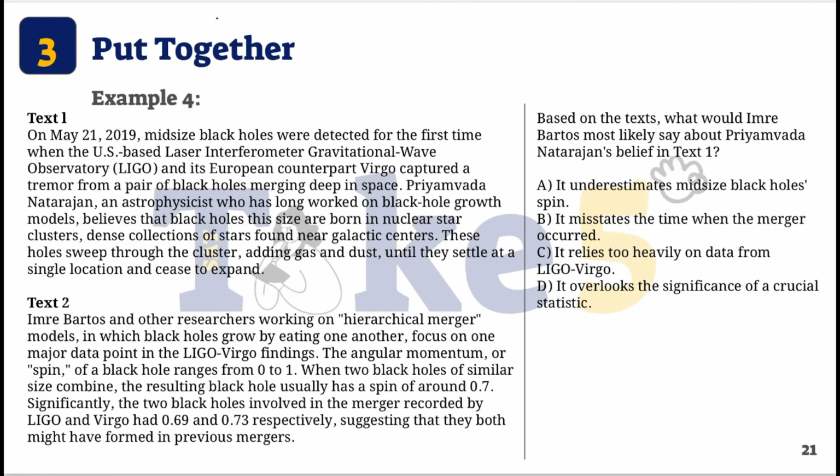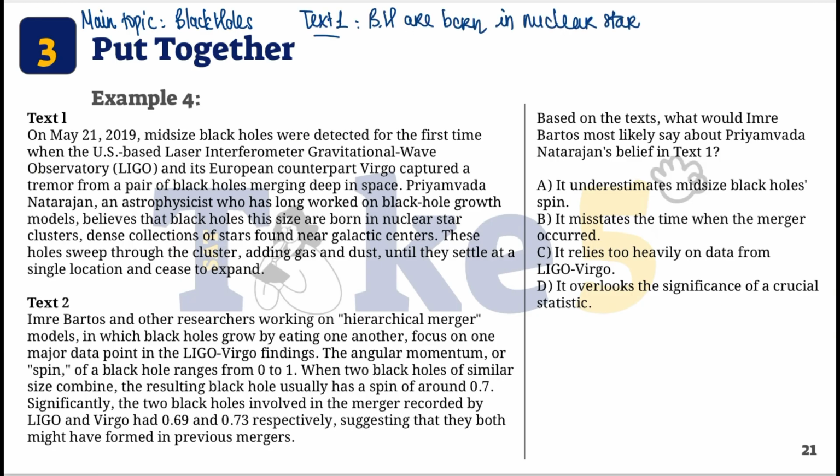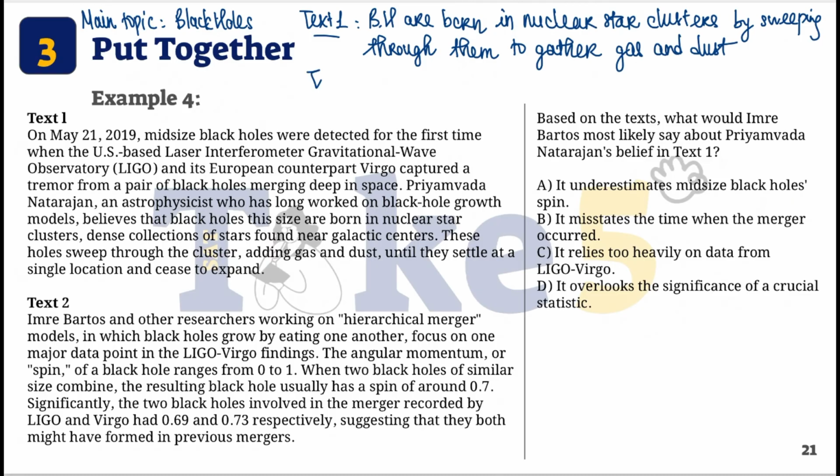This last example is a bit more advanced, only because it might take some time to capture the main argument of both texts, and hence the relationship between two texts might not be as clear. It's not hard to see the main topic, which is about black holes. Text 1 argues that mid-sized black holes are born in nuclear star clusters by sweeping through them to gather gas and dust. So they are talking about how black holes are created.